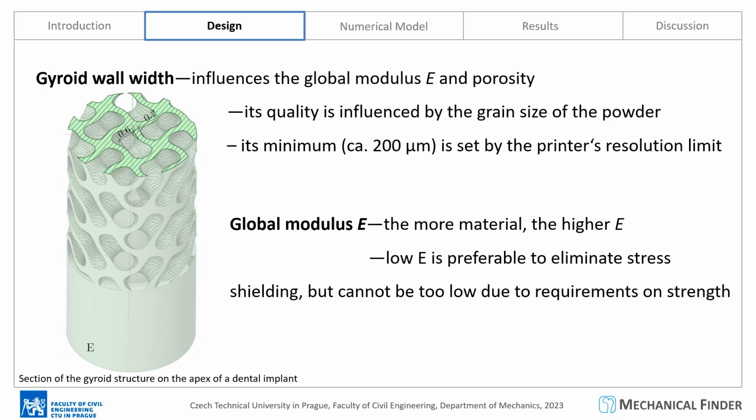The global modulus E indicates the overall porosity of the structure, and the more material there is, obviously the higher the modulus. Low modulus is desirable and preferable to eliminate the effects of stress shielding, but we cannot go too low with the modulus because there are also requirements on strength.